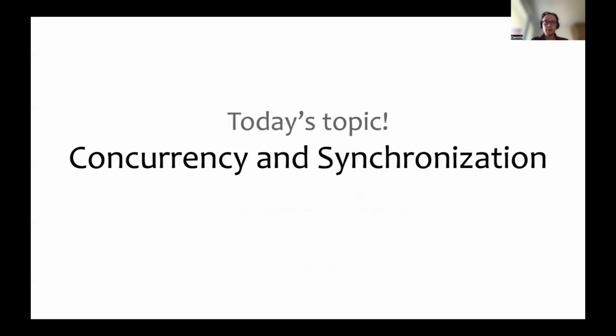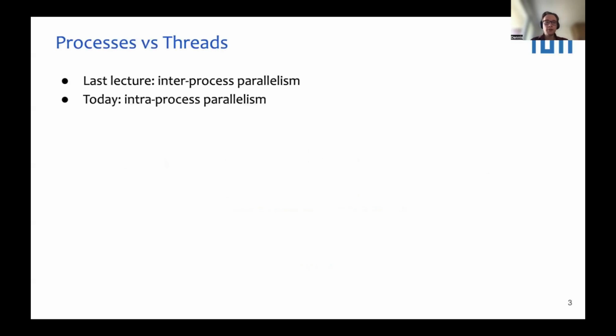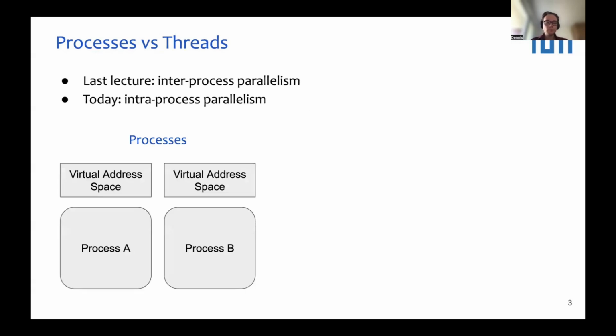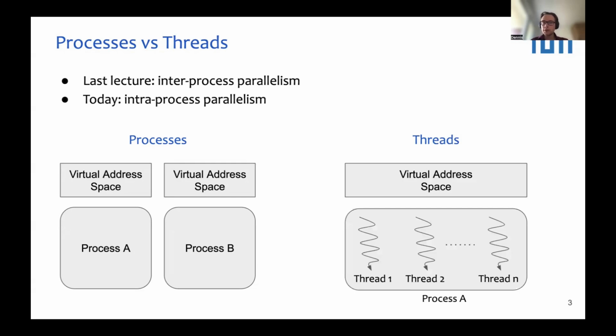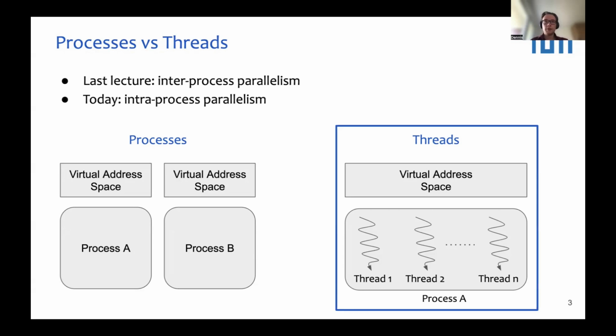The topic of today's lecture is concurrency and synchronization. In the last lecture, you already saw inter-process parallelism. Today we will look at intra-process parallelism. Last week you saw that different processes run at the same time, each with their own virtual address space. In contrast, today we will look at threads within a single process that all share the same virtual address space. So today we look at threads.